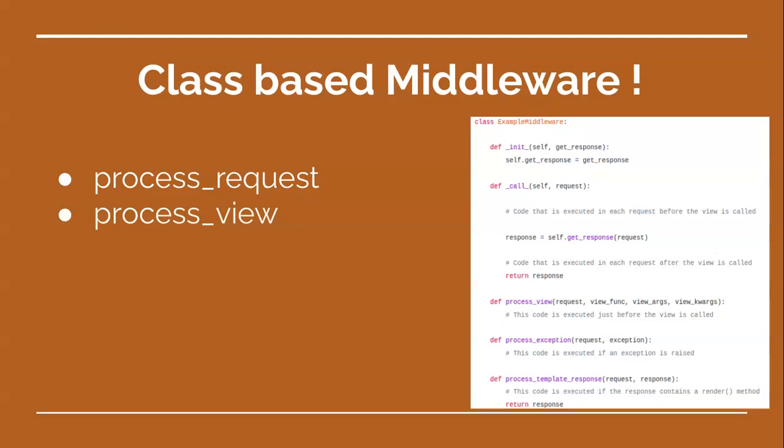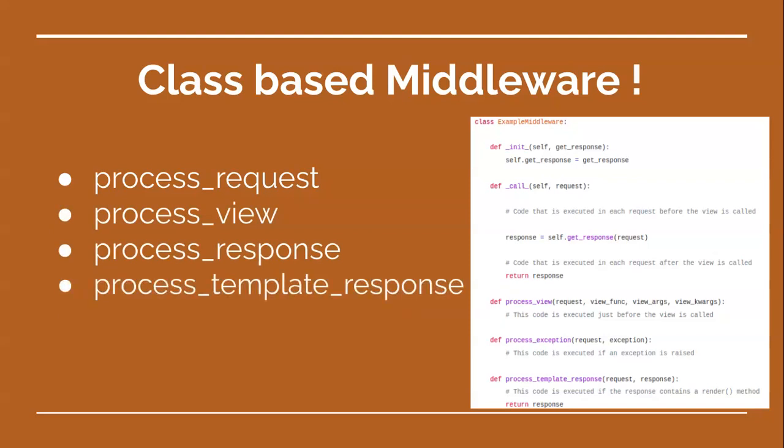Process view, request is the HTTP request object and view func is the function that is being called. It will be called just before calling the view. Process response, the response will be the final output Django will process after executing the process response method in each middleware, which will be HTTP response object. Process template response, request is an HTTP request object. Response is the template response object returned by a Django view or by a middleware.